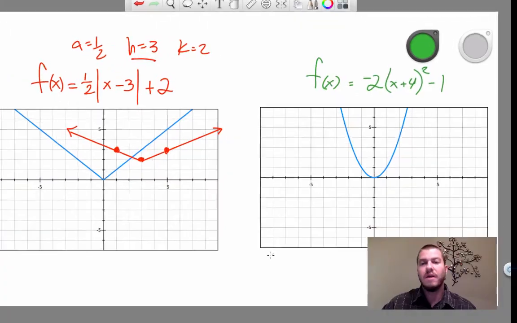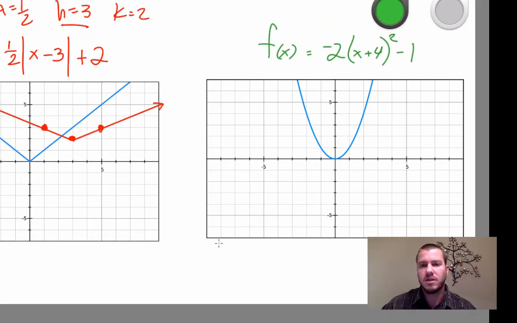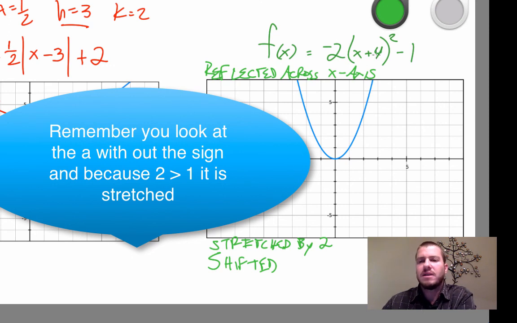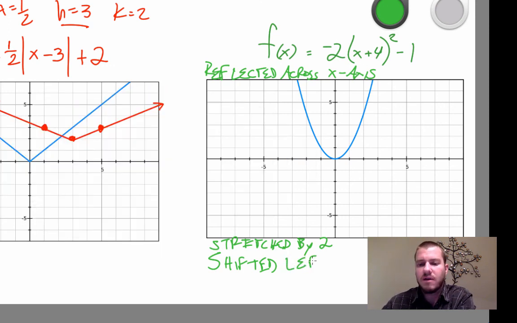And this one I'm going to describe the transformations first. So this one is reflected across the x-axis, stretched by 2, and it shifted because this is a positive 4, use the opposite sign, so it shifted left 4, and not the opposite sign for the k, so that's going to be down 1.